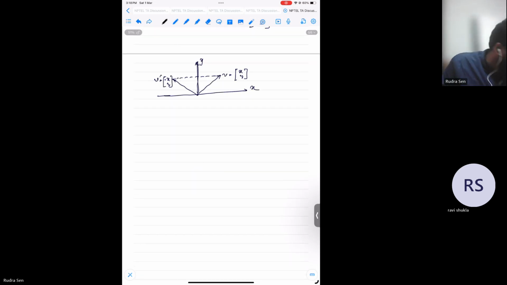Now we come to the Gram-Schmidt process. By using the Gram-Schmidt process, we can design orthonormal vectors.